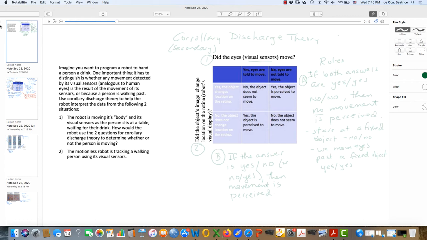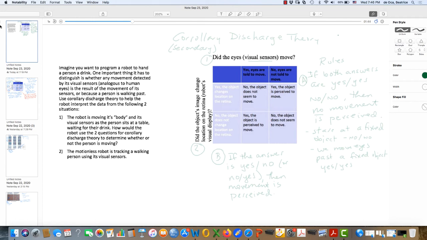This thing is moving across my retina. Is it because my eyes are moving and the object is still, or is it because the object really is moving? So how do we figure that out? I want you to use corollary discharge theory to help the robot interpret the data from the following two situations below. But first, let's go over corollary discharge theory.